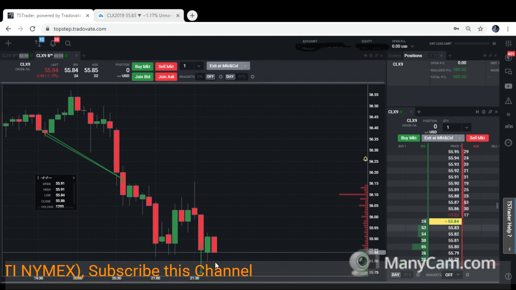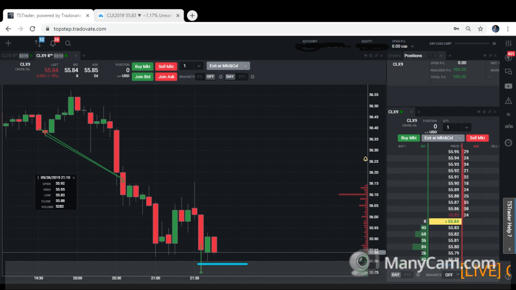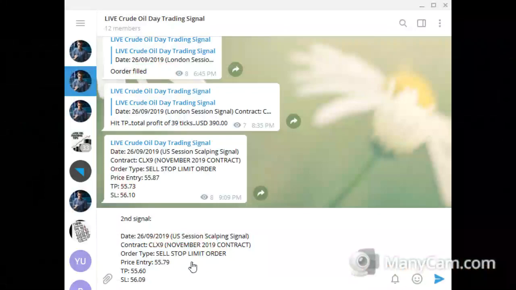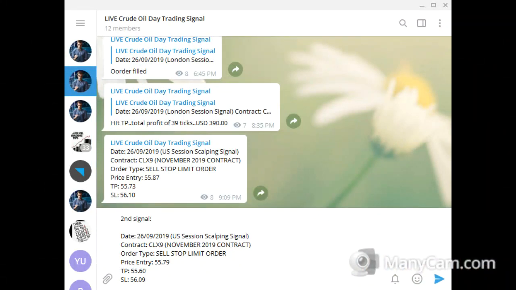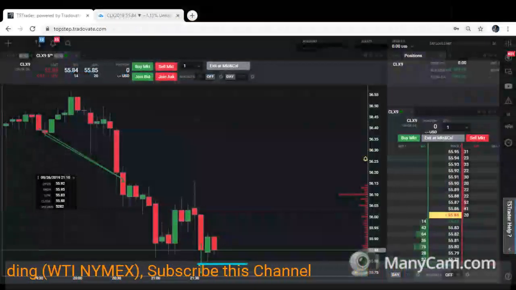There's one more signal to short at 55.79. I'm already prepared. I think I will send out this signal. So let's see. I just sent out the signal. The second entry for tonight for the US session is 55.79, shorting to 55.60. Let's go back to the chart.